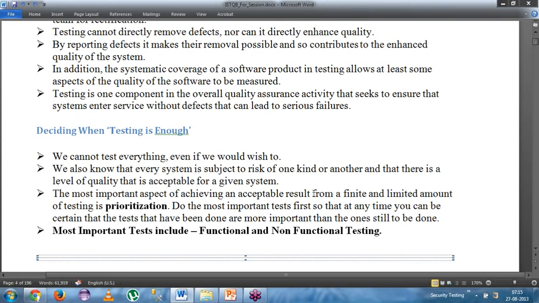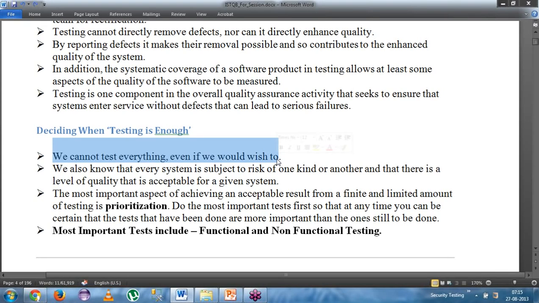From this area, I have seen a lot of questions come up in the recent past. So this is one area that we also need to understand: when we have to decide that testing is enough. First, the thumb rule that we need to understand is that we cannot test everything. In a complex system with all permutations and combinations, we cannot test everything.